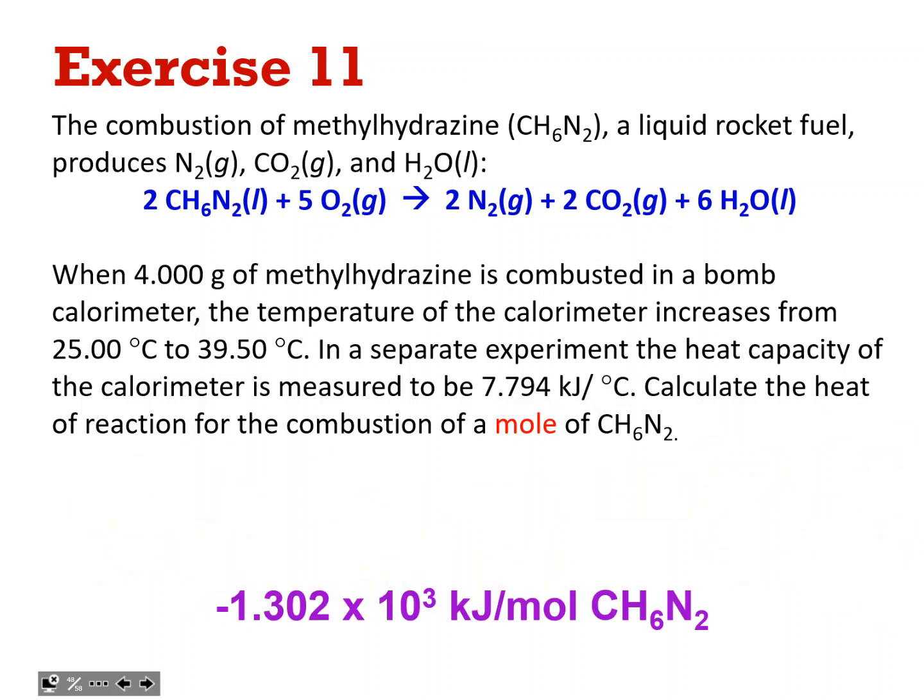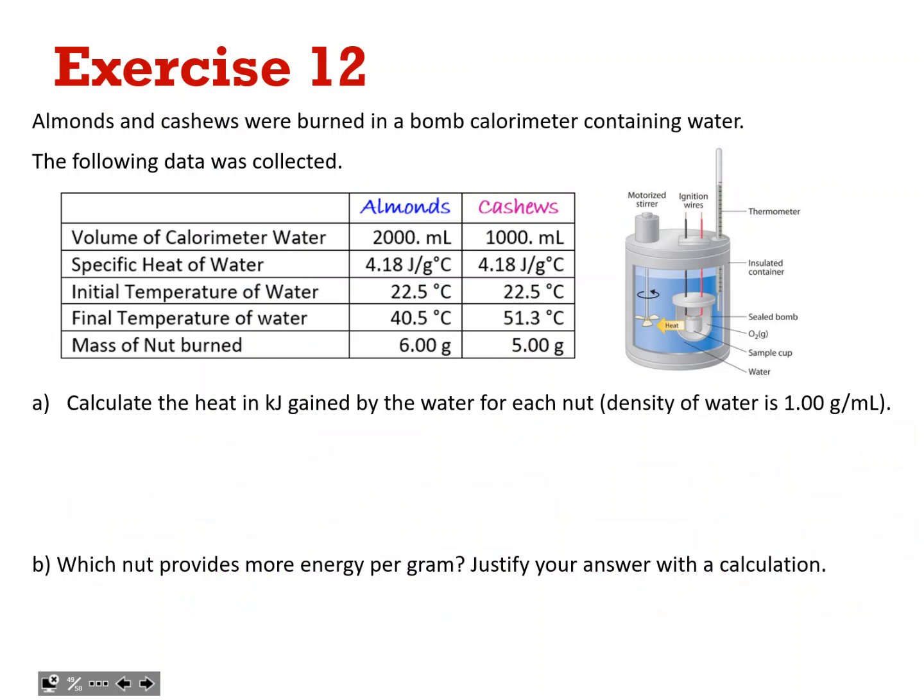There we go. All right, this is the last one that I'm going to officially go over, and then we can talk about additional practice if you want to, or you can get working on some other stuff. But looking up here, you're going to be calculating the difference between almonds and cashews, their energy content. Now, calculate the heat in kilojoules gained by the water for each nut, the density of water. Notice they put the density here, right?